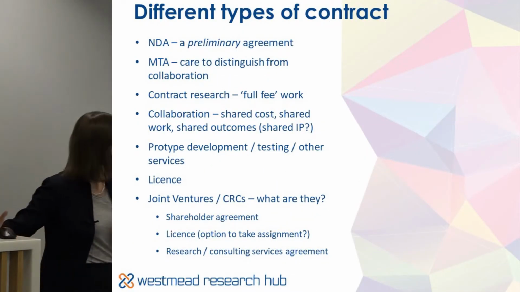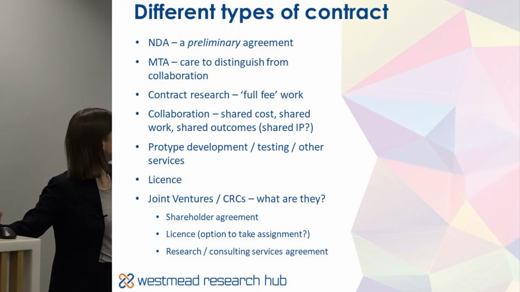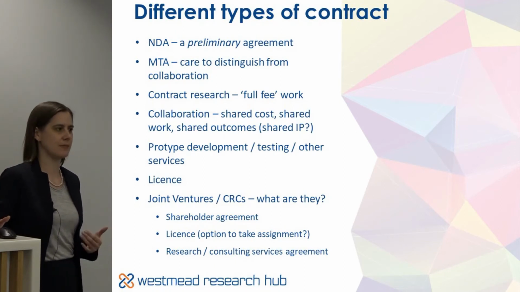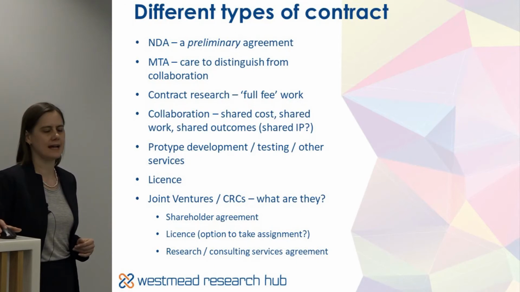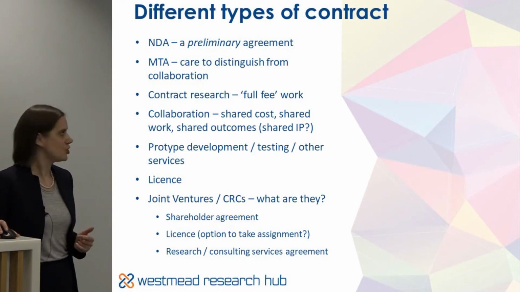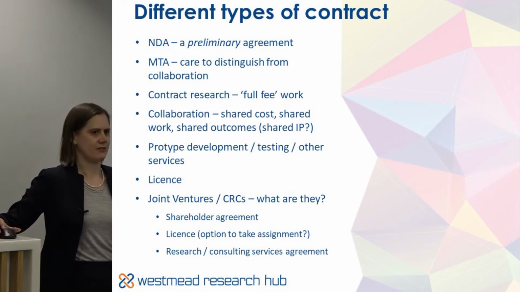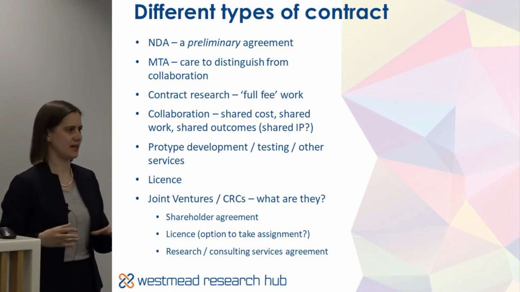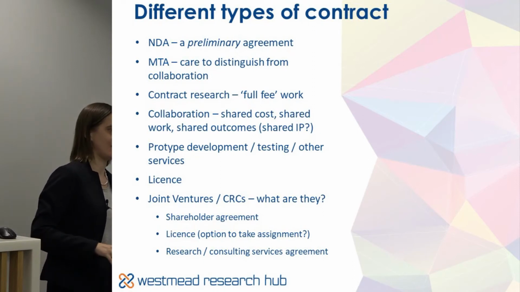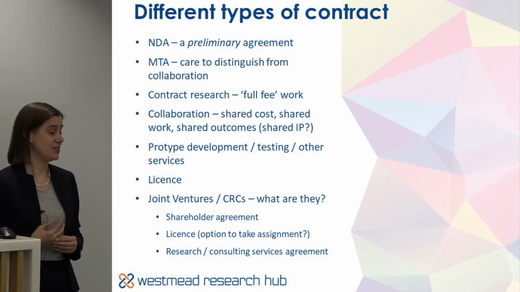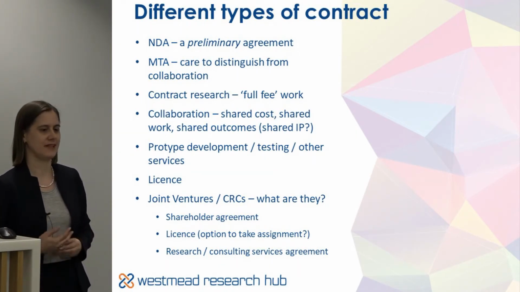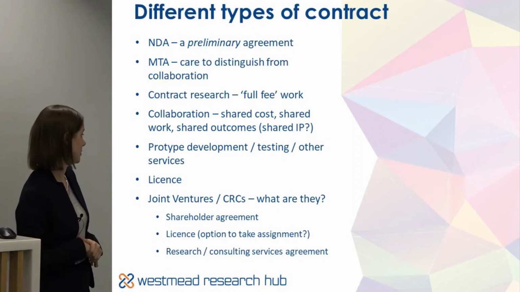So we've touched on some of the different types of contracts. Non-disclosure agreements, confidentiality agreements are typically preliminary agreements to something more substantive. Not always, but they're not the be-all and the end-all usually. Material transfer agreements, sometimes it's tempting to squish a collaborative research project into an MTA because they're shorter and they're easier to get signed off, that kind of thing. That can create all sorts of issues, potentially because they're shorter, they don't actually deal with all the important stuff that you come up with in collaborative or contract research.